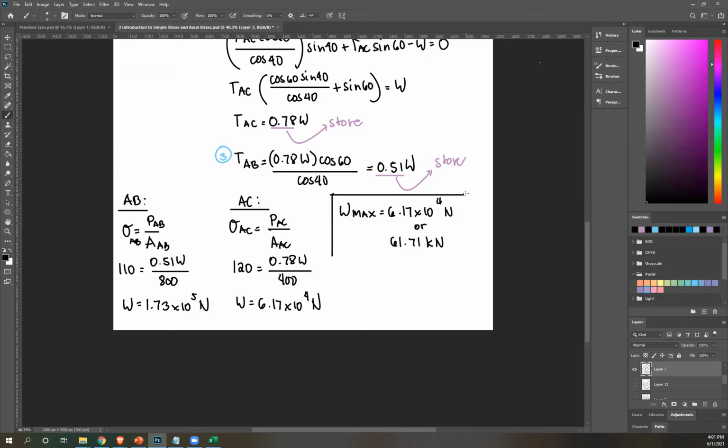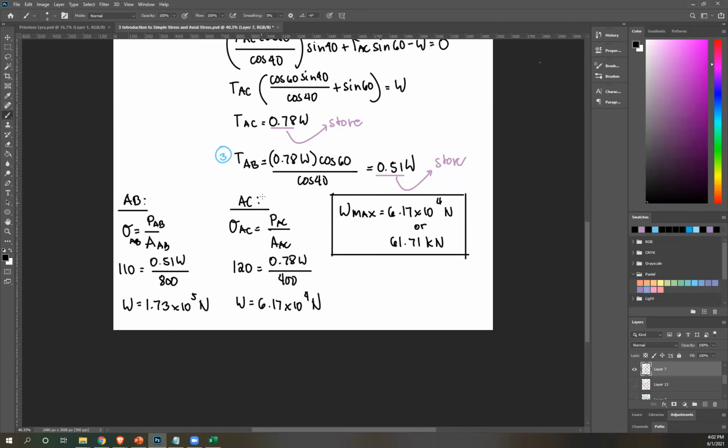Why? This is the safe value. This is the maximum allowable value this complete structure can carry. Why? If I use this, remember that's times 10 raised to 5, okay? If I use that, this is greater than this. This is the maximum allowable for AC.